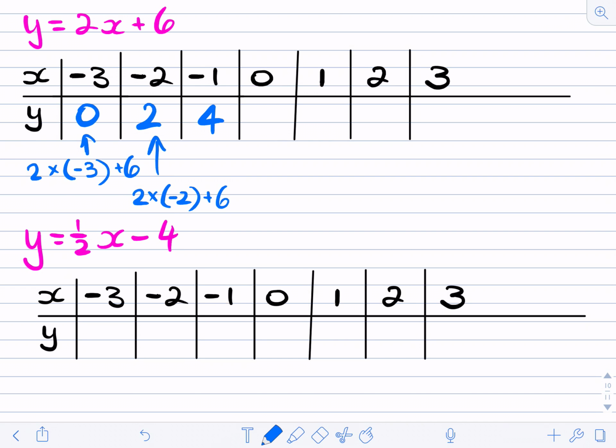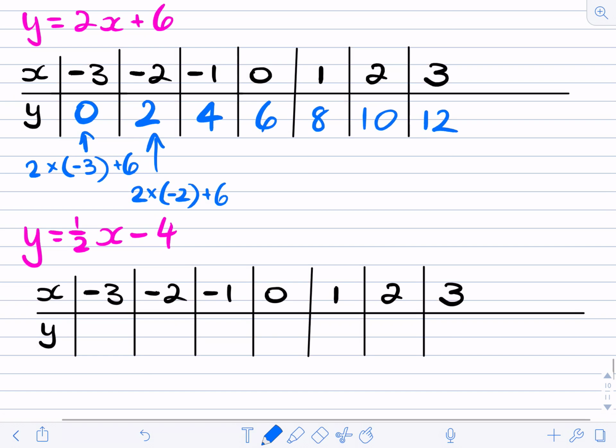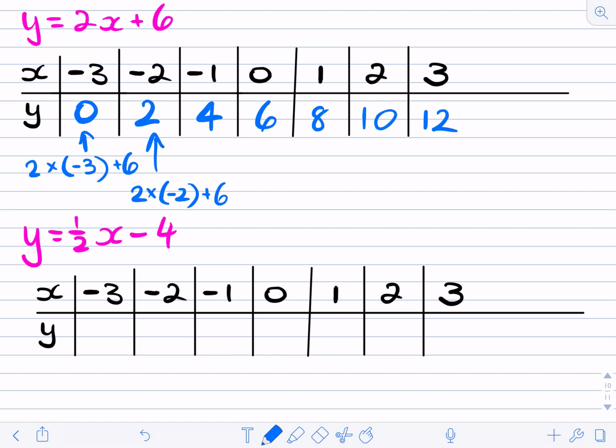And as we keep going, we substitute the value of x in the same formula. 6, 8, 10, and 12. Now, if you'd like to try the next one yourself, pause the video, give it a shot, and then we'll go through the answers. Keeping in mind that whatever the value of x is, make sure you put it in brackets.